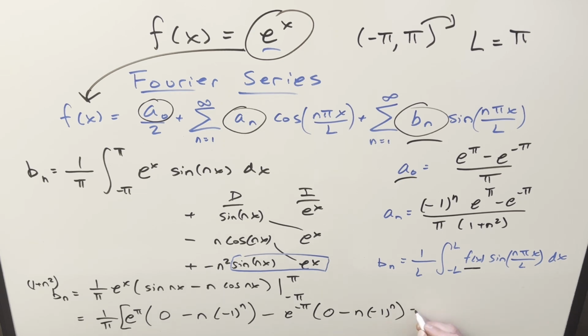So let's see if I can put this all together. This we have in common. We can factor it out here with this pi. Then we have a pi. Okay, so we've got the pi in the denominator. We're going to pull out this e^pi minus e^(-pi). So let's kind of do this part.